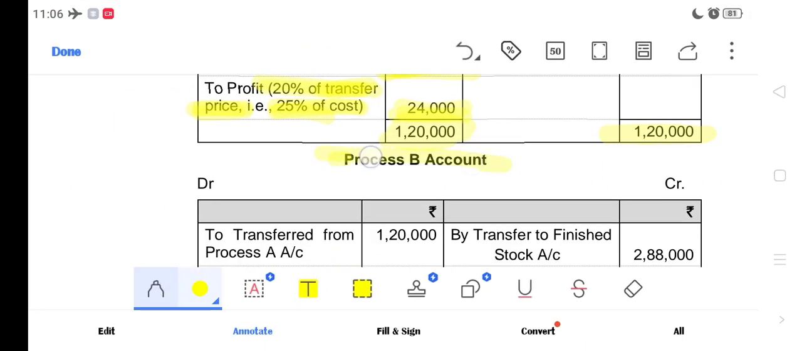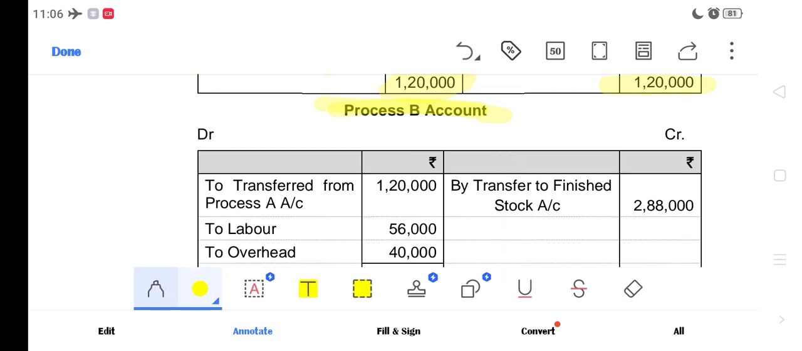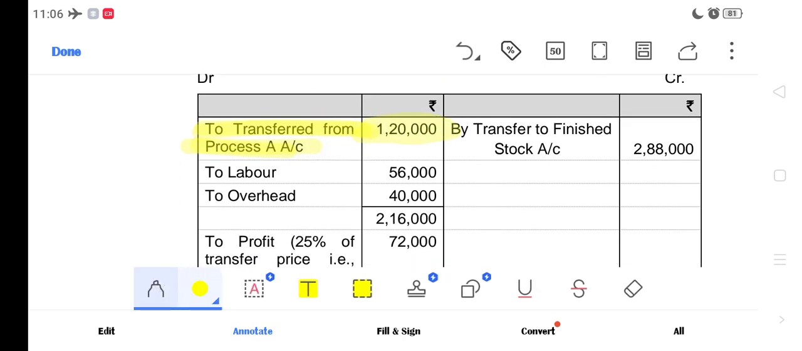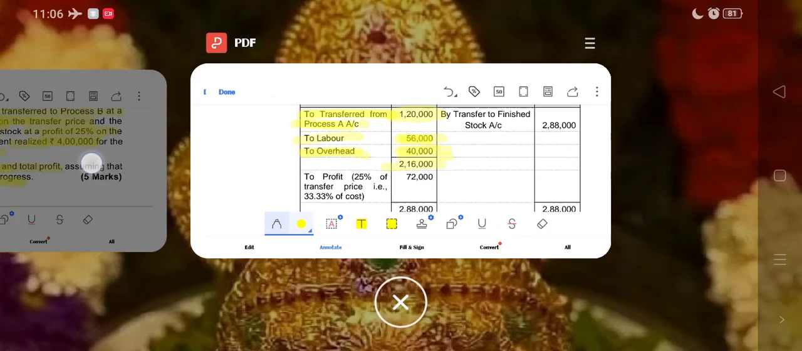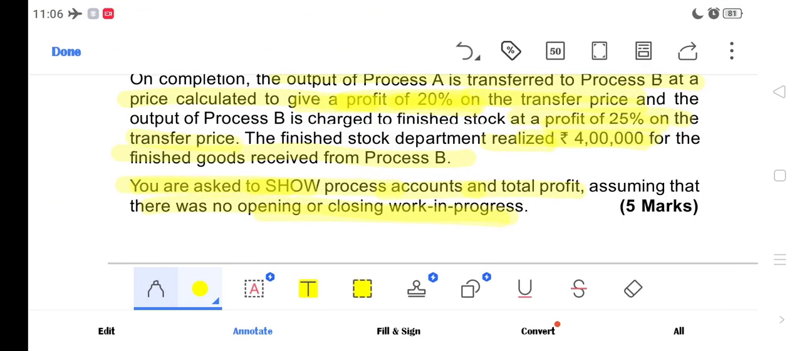See here, process B. So at what price have you transferred? You received the transfer from process A. From process A we received at a price of 1,20,000, and now labor and overhead they have incurred 56,000 and 40,000 as expenses. The total comes to 2,16,000, and they said here process B is charged to finished stock at a profit of 25% on the transfer price.